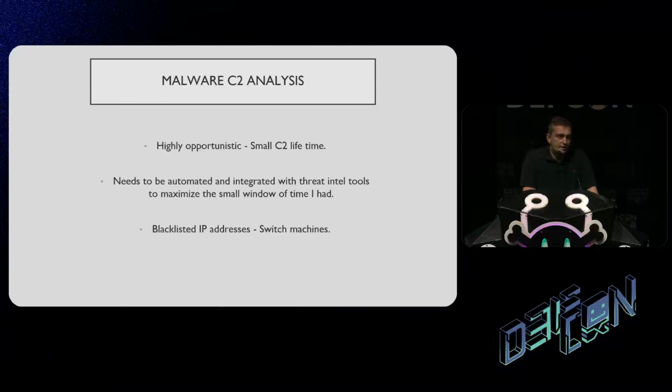There are a couple of downfalls for the C2 analysis. The most difficult part is that it is highly opportunistic because they have a really small life, which means that you have only up to a couple of days to attack and find any vulnerabilities. So it needs to be automated and integrated with threat intel tools to maximize the small window that I have. And you also have to surpass that if you are using VPSs, the bad people will also blacklist your IP addresses, so you have to continue changing VPSs.